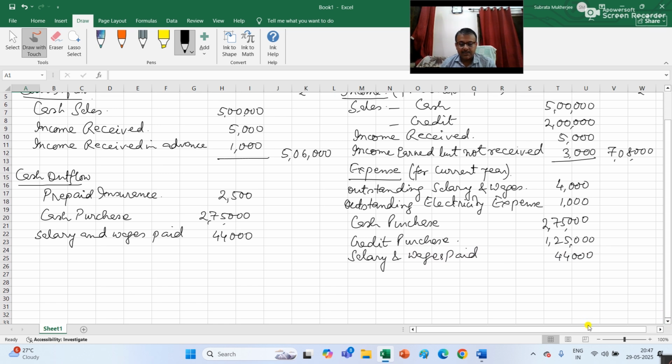Next we have electricity expense paid. So electricity expense account debit to cash, and it will get reflected in both the columns. Electricity expense paid, and the amount is for rupees 11,000.